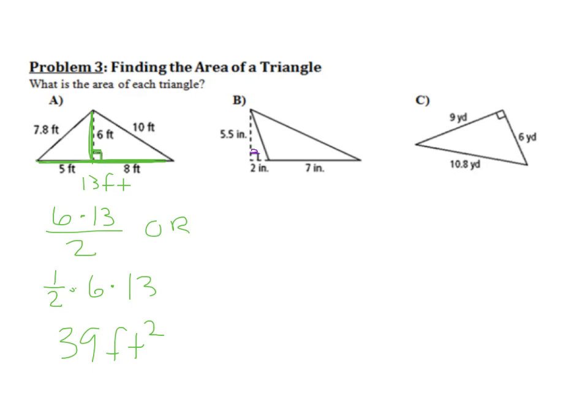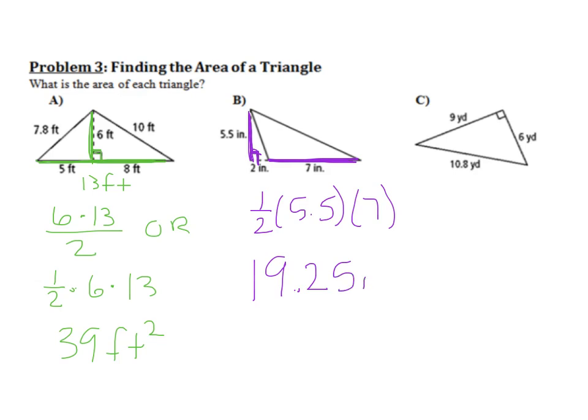Now the second problem is here to mess you up. Here's my 90 degrees. So this right here is going to be my height. This is the only base that I use. You only use the length that's actually in your picture. So in this case, this 2 does not matter. This 2 is there to screw you up. So don't let it do it. So it's going to be 1/2 times my base times my height, which would give me 19.25 inches squared.